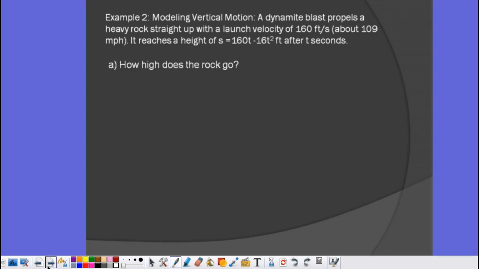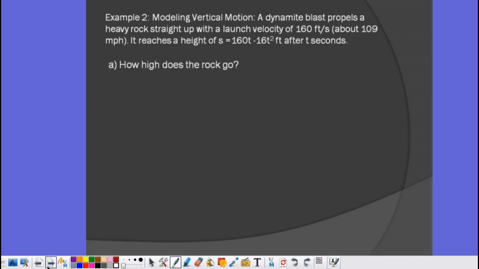How high does the rock go? How high does it go? So again, new problem, new example, new words. I asked the question about a ball, now it's a rock.